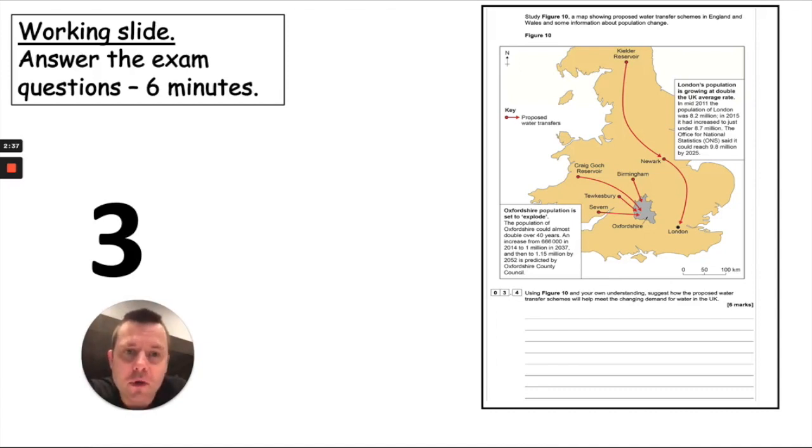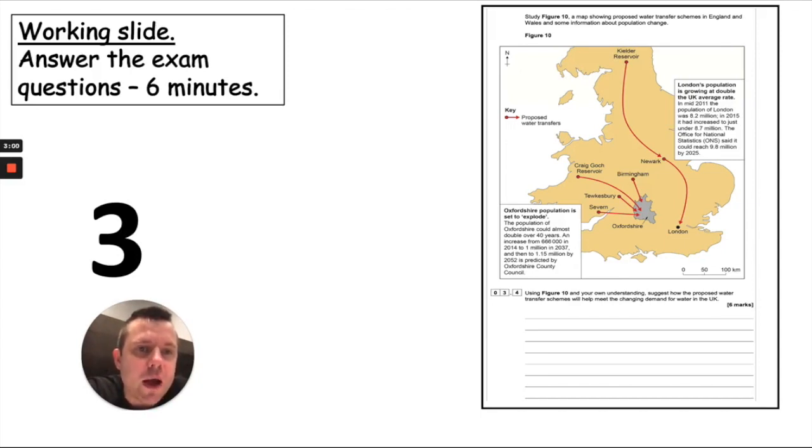So again, like many of the resource management questions, there is a figure for you to work from. So this figure, hopefully you know what countries are in that map without me telling you. It says, study Figure 10, a map showing proposed water transfer schemes in England and Wales and some information about population change.